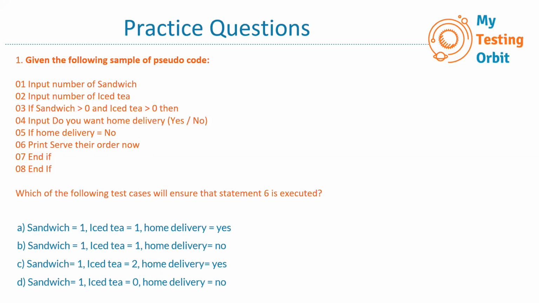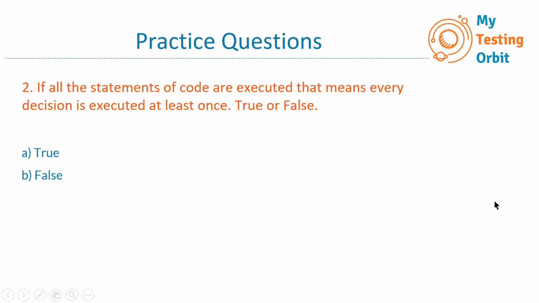Number 2 is, if all the statements of code are executed, that means every decision is executed at least once. True or false? So what do you think? Is it true or false?